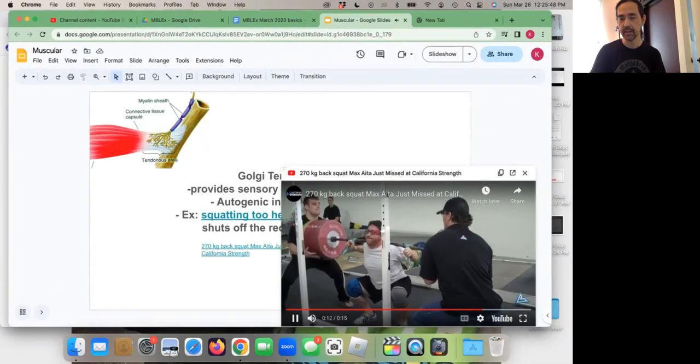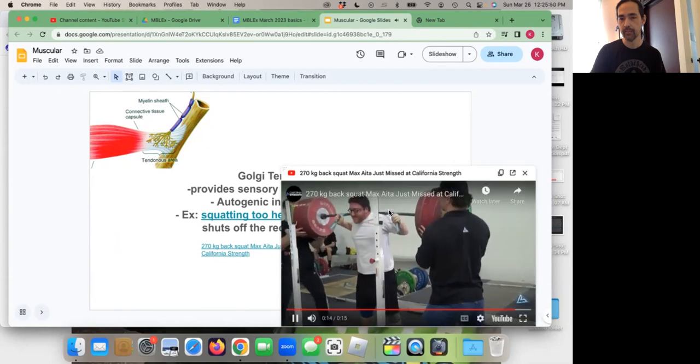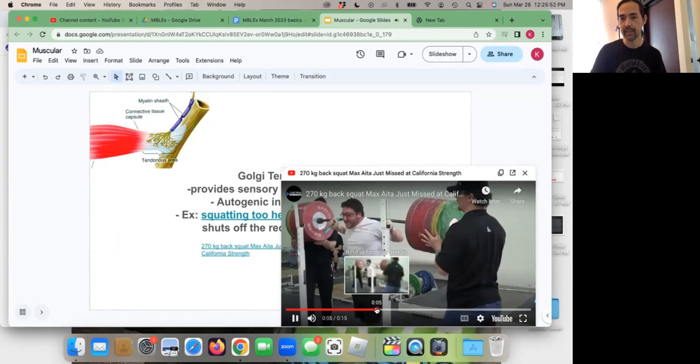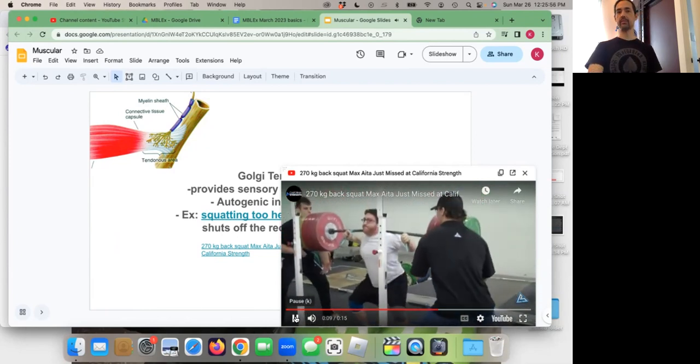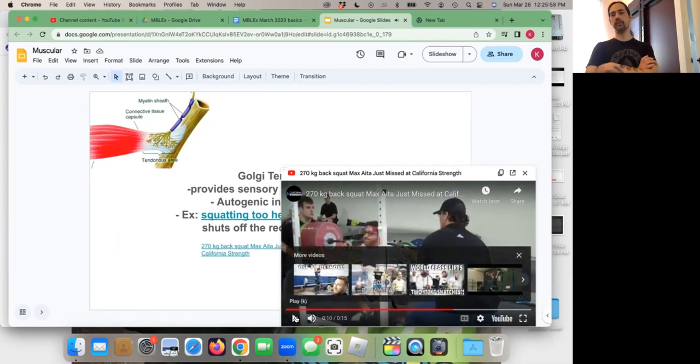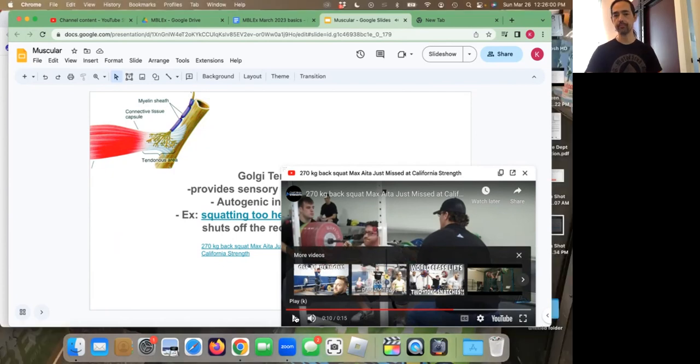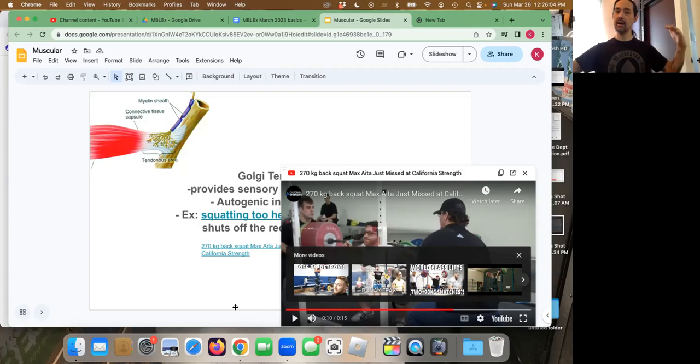So right there he misses it, and then they help him up. So what's happening is that you get the big load, 270 kilograms. That's close to 600 pounds. He's got this big load on his shoulders, on his back. He squats down, and as he's squatting down, the rectus femoris is starting to lengthen, and it's getting loaded with weight.